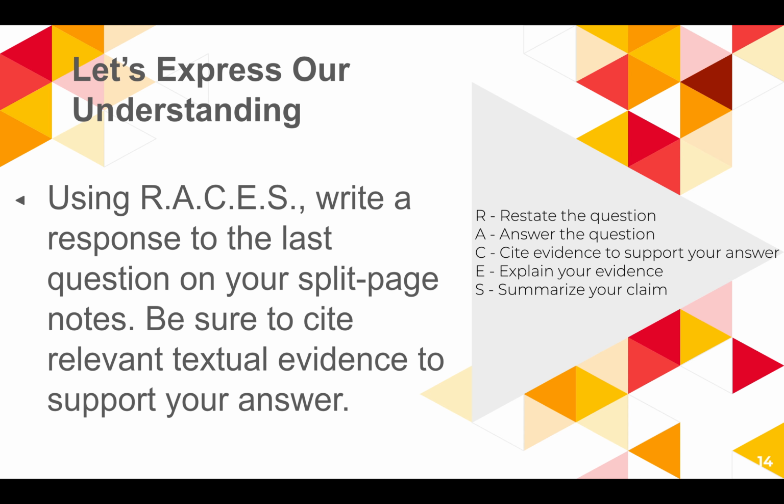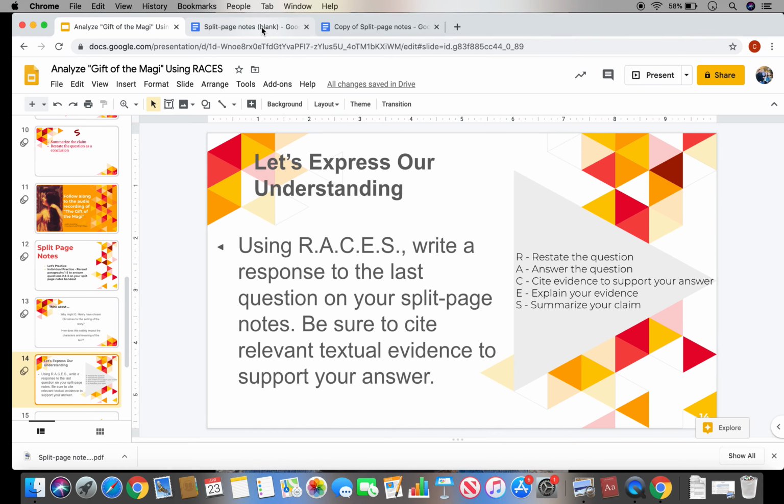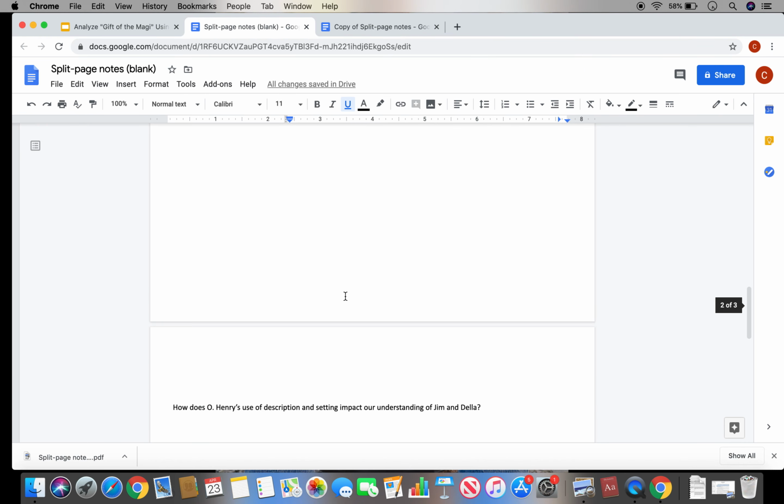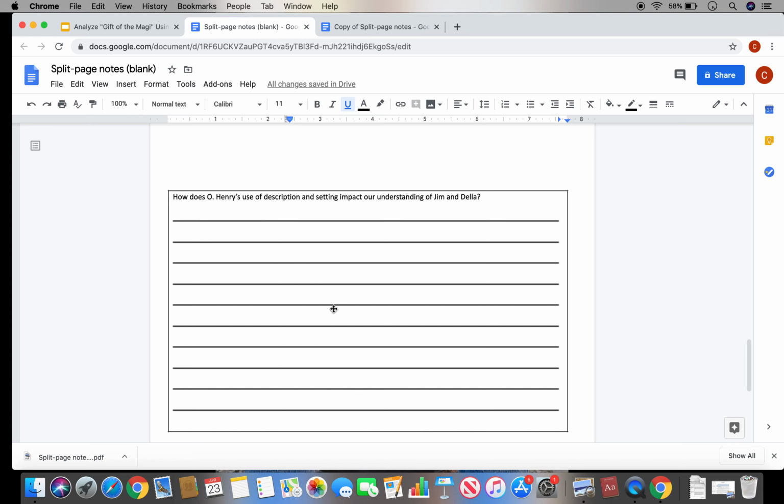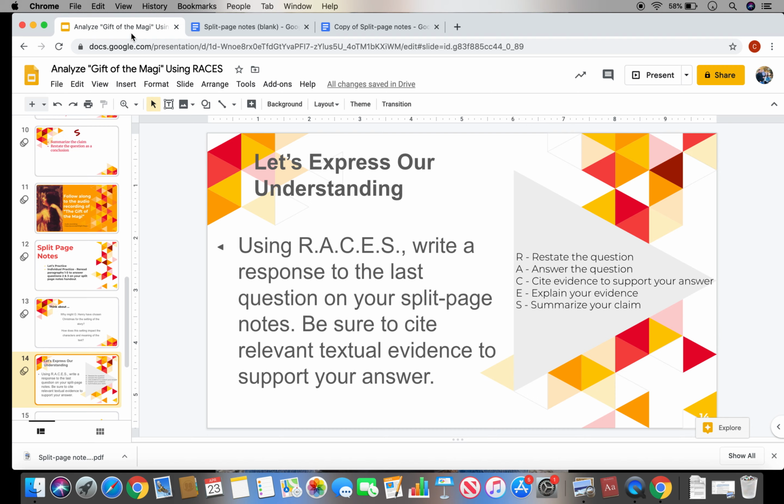So let's quickly review RACES. R, you're restating the question. A, answer the question. C, cite evidence to support your answer. E, explain your evidence. And S, summarize your claim. So I want you to go into your split page notes and answer this question here at the very bottom using RACES. How does O. Henry's use of description and setting impact our understanding of Jim and Della? Pause the video and come back when you are ready to continue.